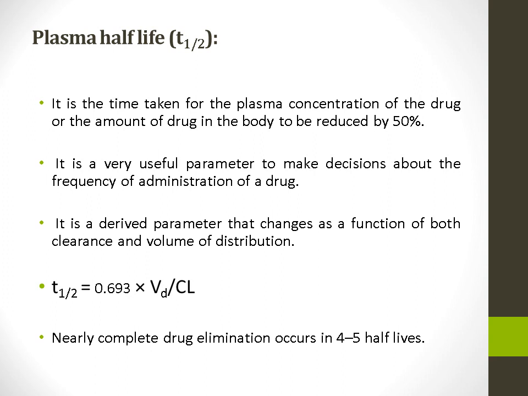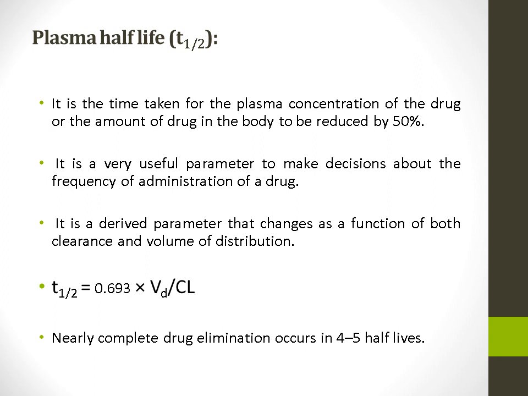Plasma half-life or T-half. It is the time taken for the plasma concentration of the drug or the amount of the drug in the body to be reduced by 50%. That is made out by the name itself, plasma half-life. So why is it useful for us? It allows us to know when to administer the drug, in what frequency we should administer the drug. So it is a derived parameter that changes as a function of both clearance as well as your volume of distribution. So T half is equal to a constant 0.693 into volume of distribution divided by clearance.